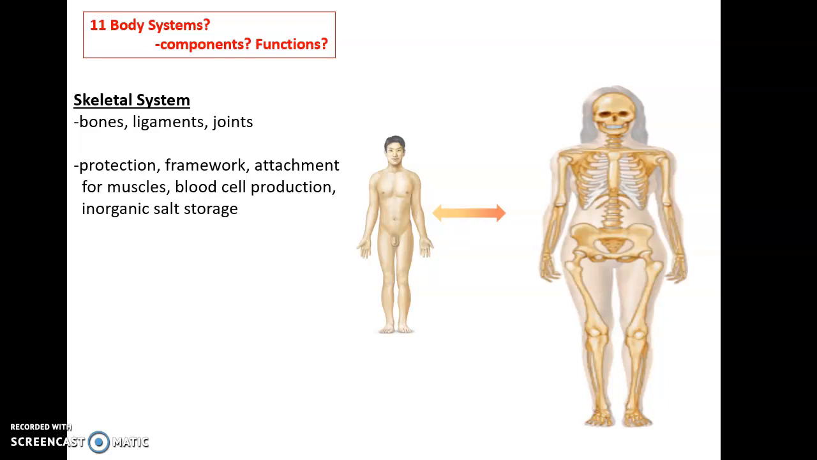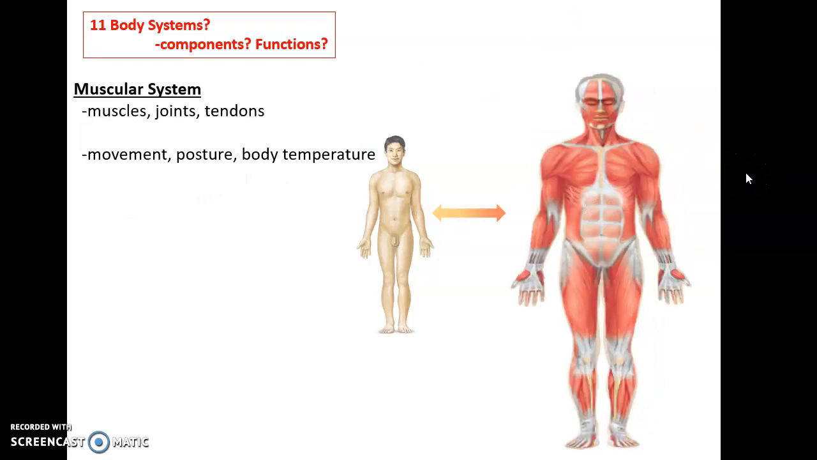All blood cells are produced in the red bone marrow of the skeletal system, and the skeletal system also stores inorganic salts, especially calcium. The muscular system is the skeletal muscles attached to the skeleton, the joints, and the tendons that attach the muscles to the bones.